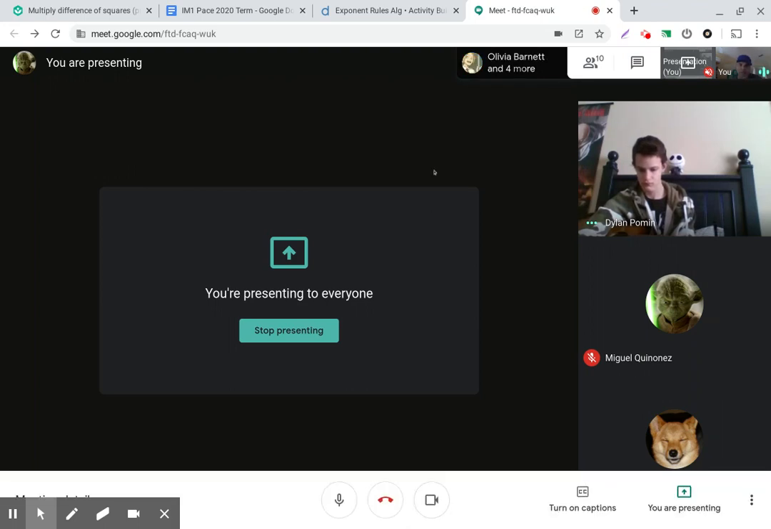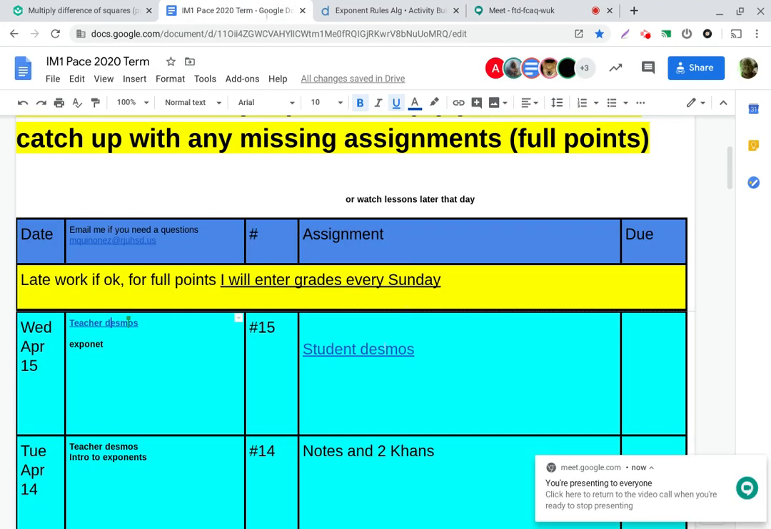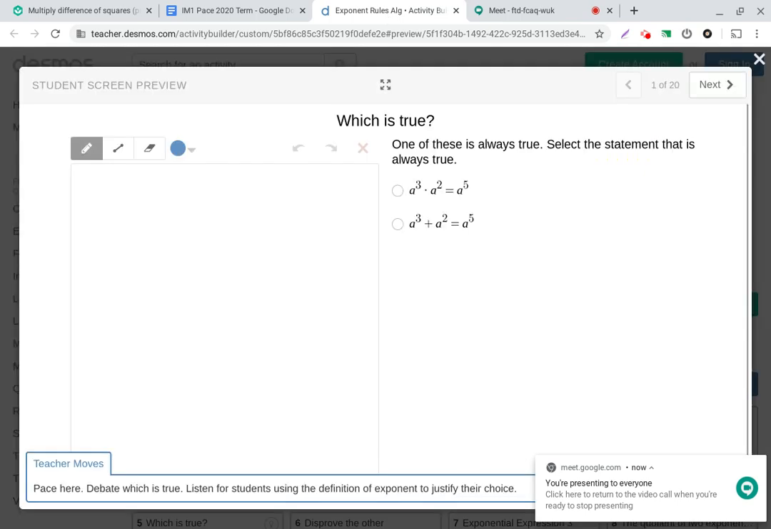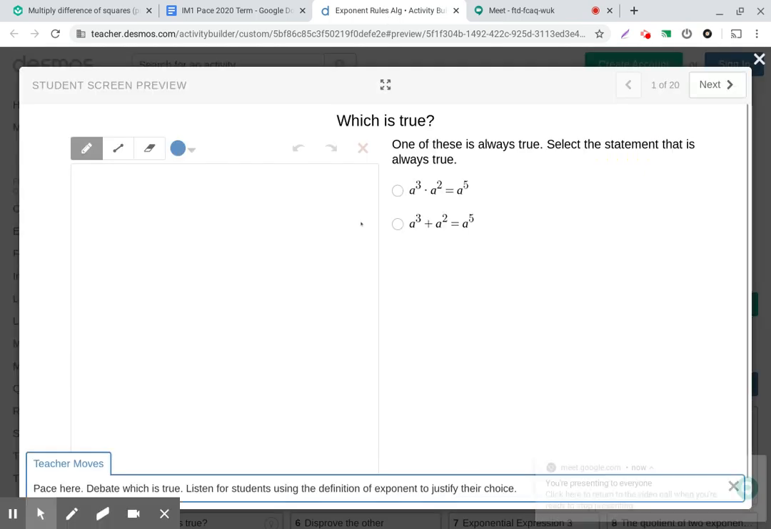Braden. So go ahead and go to the pace and open up student Desmos. And today's going to be a little review of yesterday. Think about why the second one is not true. Can you think about that? And you go ahead and write in. You can write in here your answer.